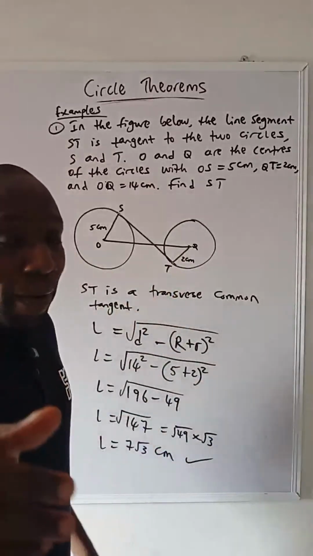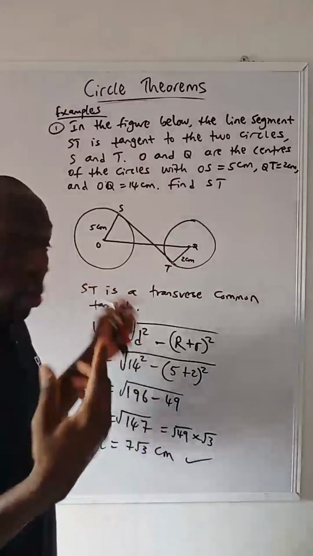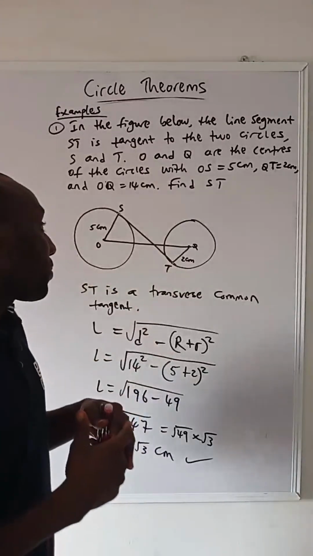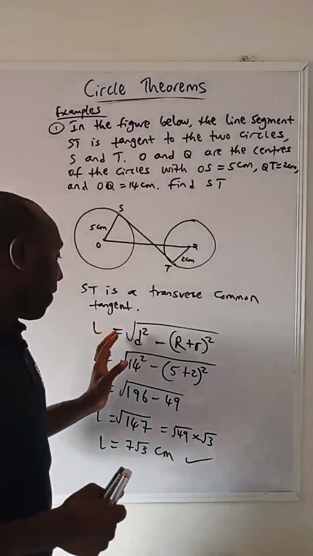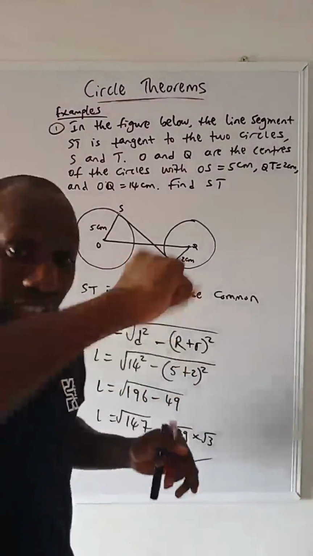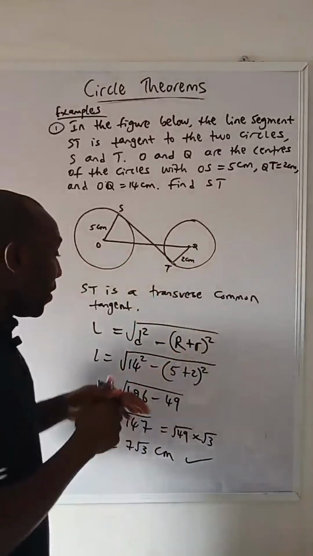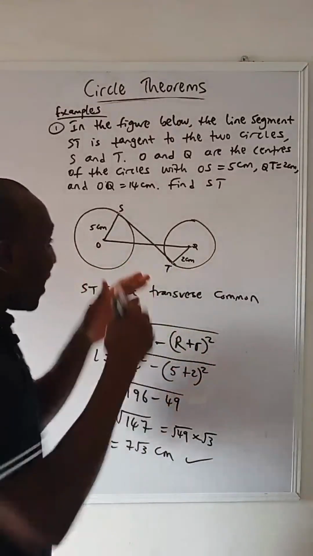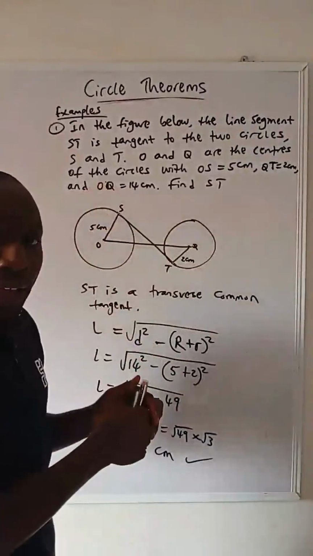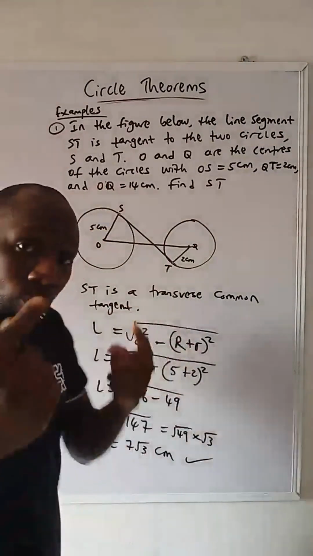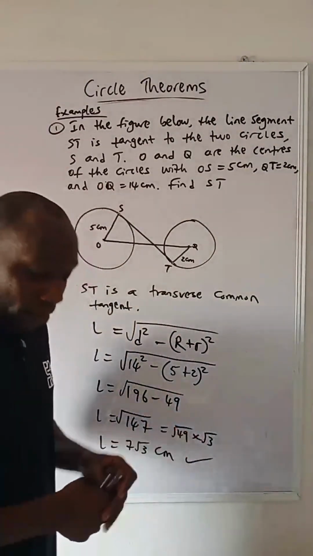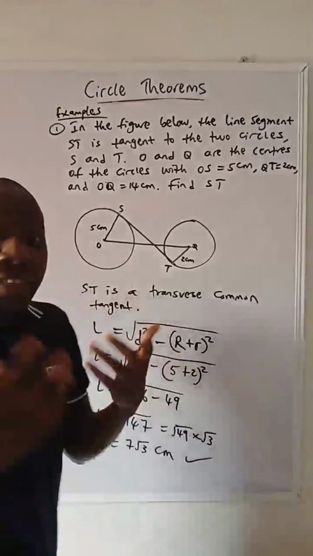So how about I show you another way? Although this formula was gotten from this other method, I want to explain it to you so that even if you cannot remember this formula, you can reconstruct it and still get your answer. Because some people might not remember this formula, and it's very, very normal.